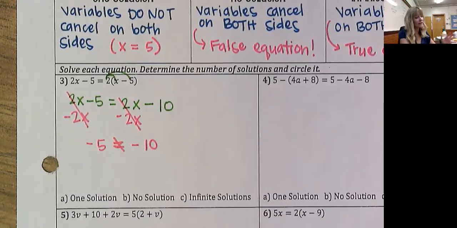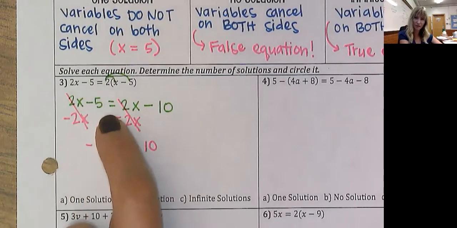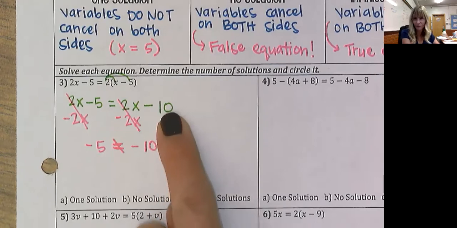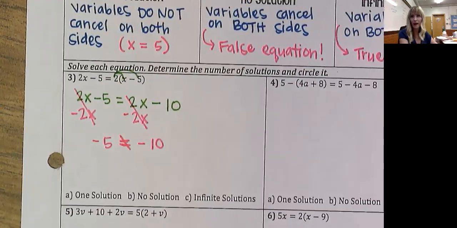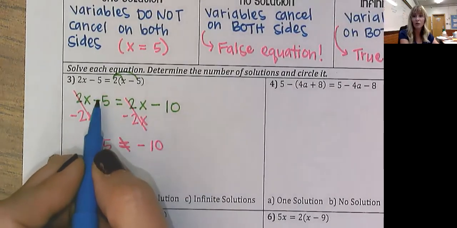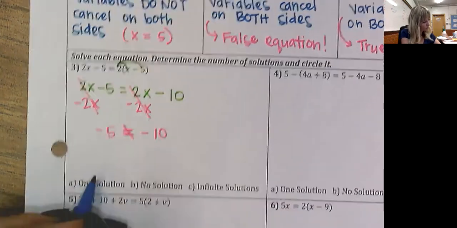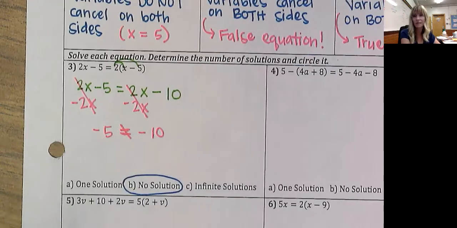That should make sense to you because how could you have 2 times some number and then subtract 5 from it and then do 2 times that exact same number but subtract 10 from it and have those 2 halves equal to each other? It's not going to happen. You can plug x values into this equation all day long and you will never find something that makes both sides equal. So we come down here and we say, this is a no solution scenario.